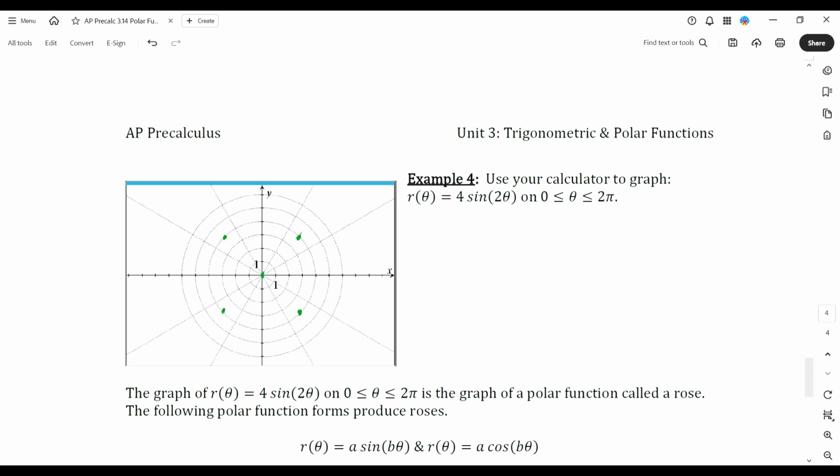Does that sound right? 2 times pi over 2 is pi. Sine of pi is 0 still. So I want to do pi over 4. If I plug in pi over 4, that gives me pi over 2. Sine of pi over 2 is 1. 4 times 1 is 4.